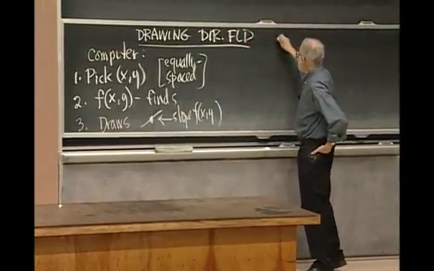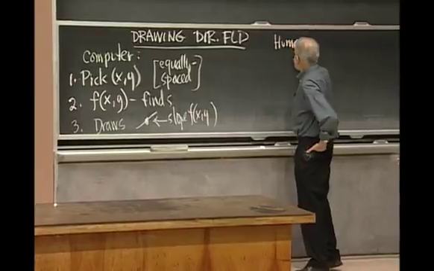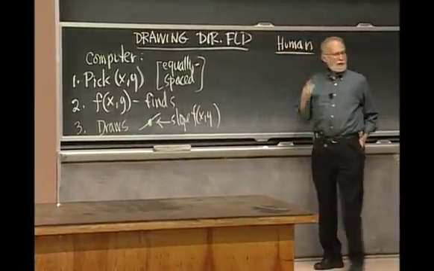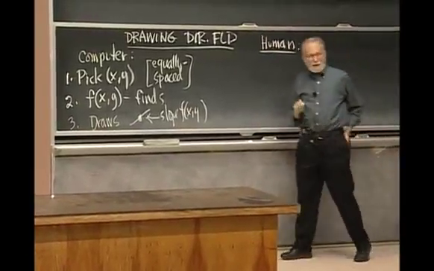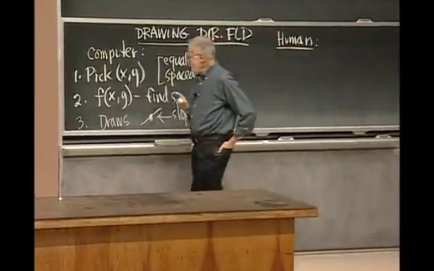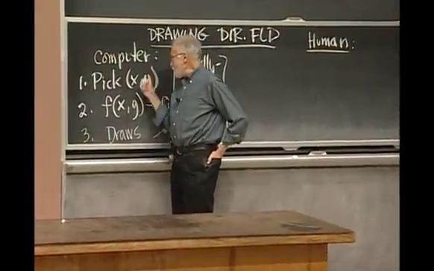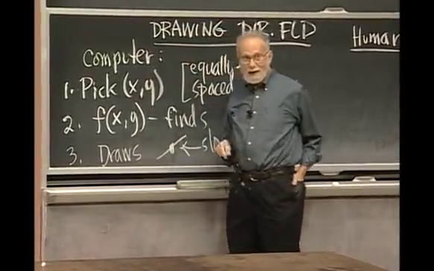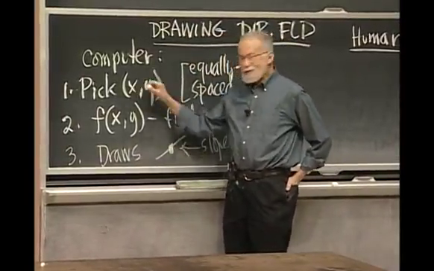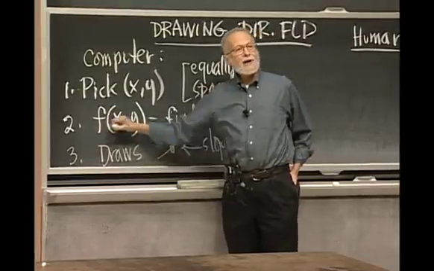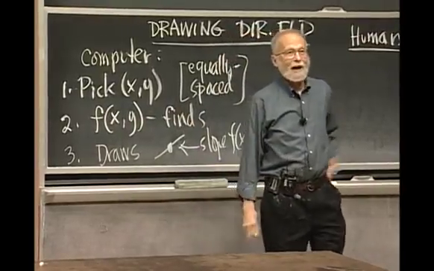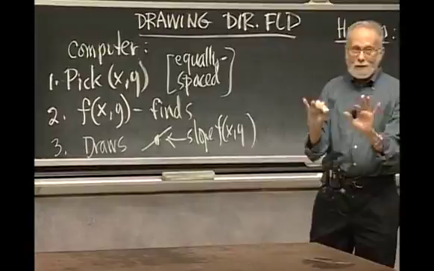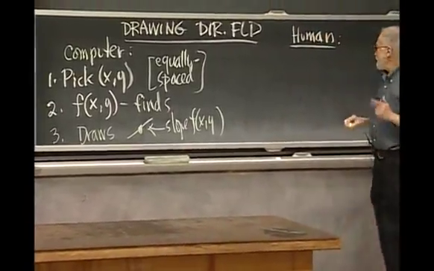Now, what does a human do? This is what it means to be human. You use your intelligence. From the human point of view, this stuff has been done in the wrong order. The reason is that for each new point, it requires the recalculation of f of x, y. That is horrible. The computer doesn't mind, but a human does.